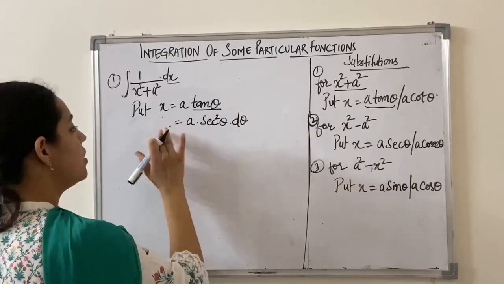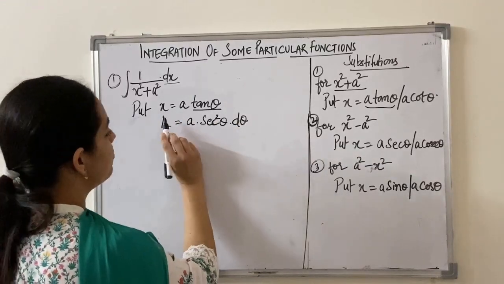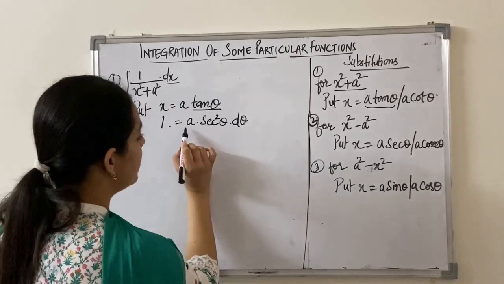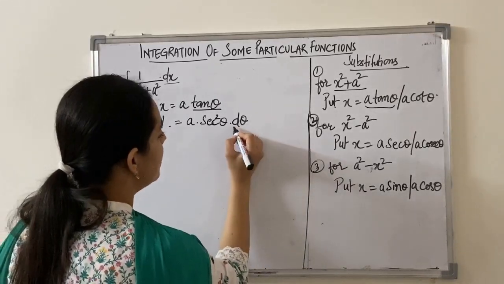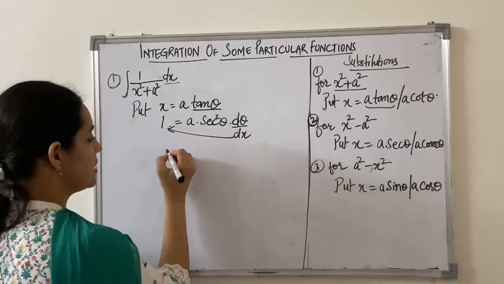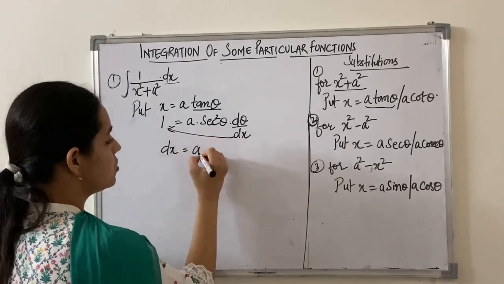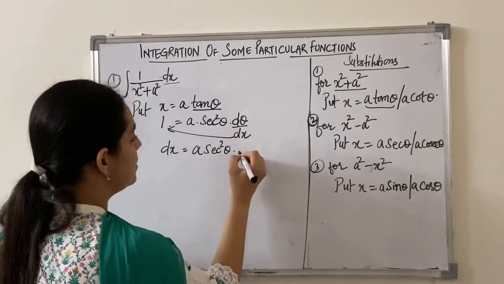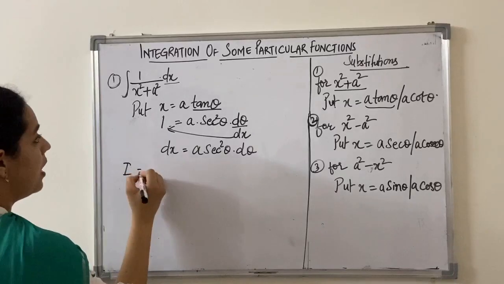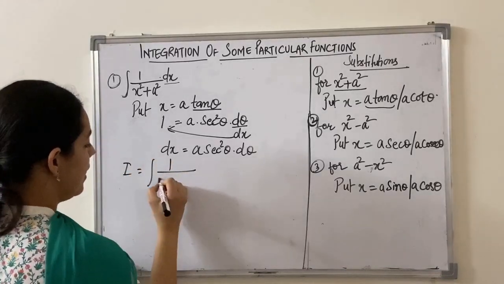Here it will be otherwise 1, and when you differentiate it with respect to x, the left hand side will be equal to 1 and the right hand side a secant square theta d theta divided by dx, and this dx will shift towards the left and it will give you dx is equal to a secant square theta d theta. So our integral becomes I is equal to 1 upon x square.